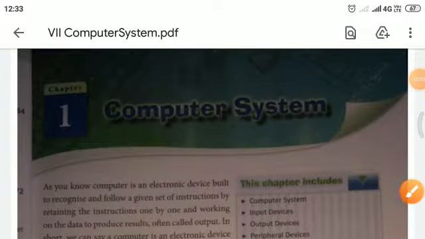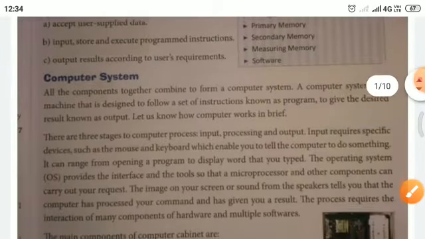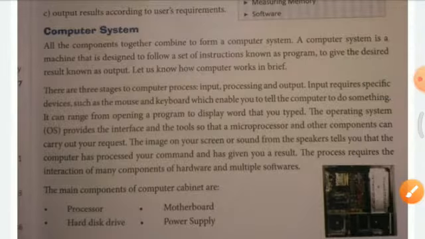Hello students, good morning. Today we will discuss chapter number 1, computer system. In this chapter, students, we will discuss computer system, input device, output device, peripheral device, processing device, storage devices, primary memory, secondary memory, measuring memories and software concepts. And now we will discuss computer system. This is your first topic of this chapter.